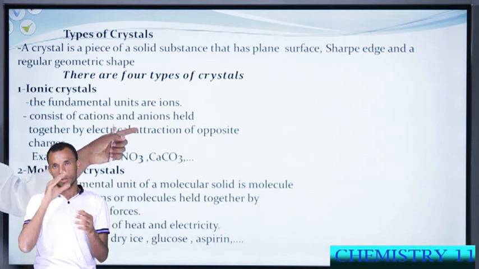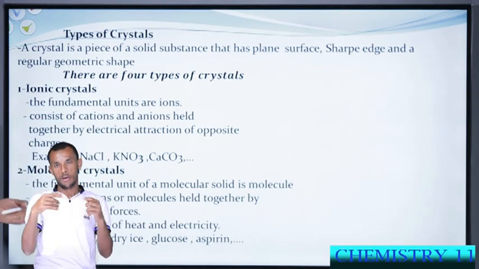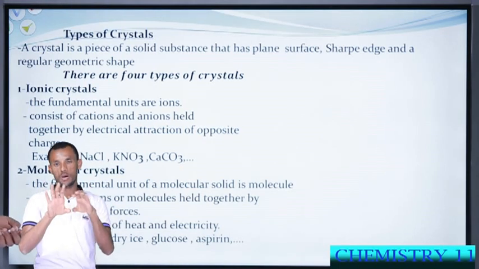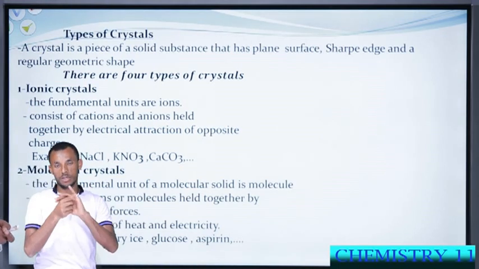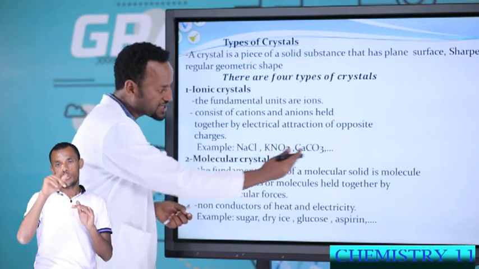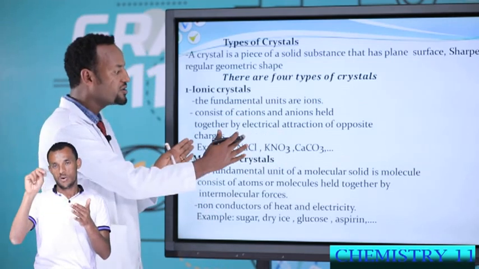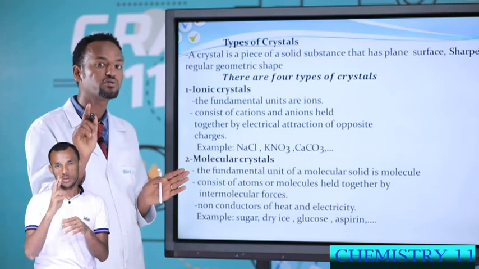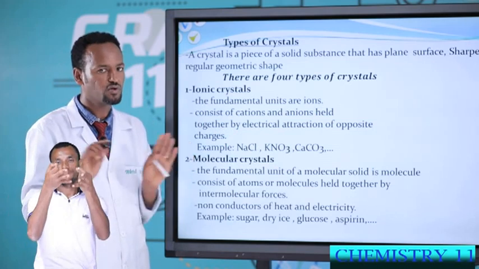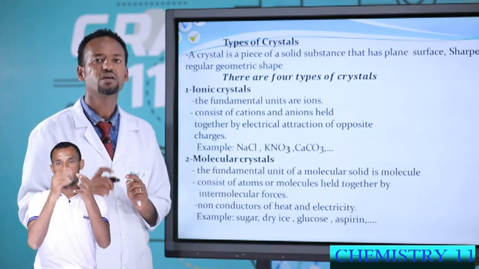Ionic crystals consist of cations and anions held together by electrostatic attraction of opposite charge. This opposite charge is what? Cations and anions. For example, sodium chloride, potassium nitrate, calcium carbonate exist in the form of solid. Therefore, these are ionic crystals. These ionic crystals, by the way, do not conduct electricity because cations and anions are not freely moving.